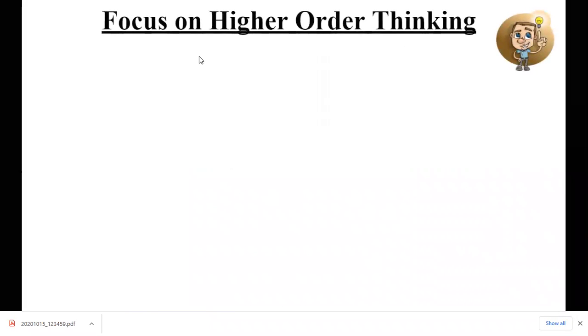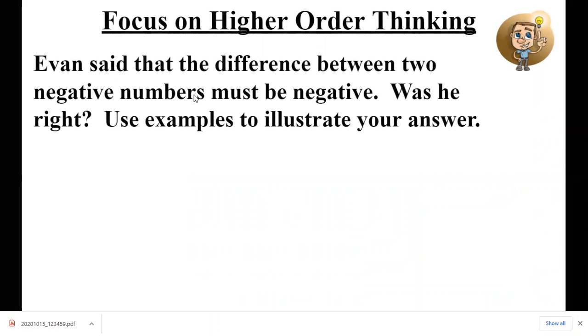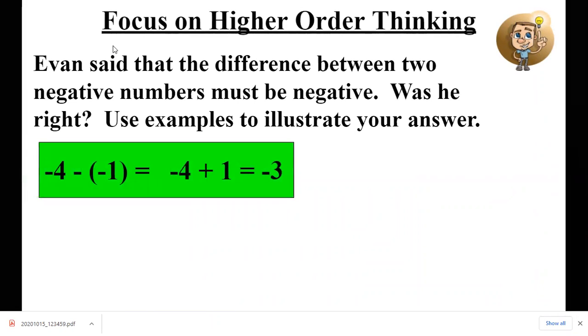Okay, welcome back. Now we're going to talk a little bit about some higher order thinking. Evan said that the difference between two negative numbers must be negative. Was he right? Use examples to illustrate your answer. So he's saying when you subtract two negative numbers, you're always going to get a negative answer. Is that true? Well, let's try examples here.